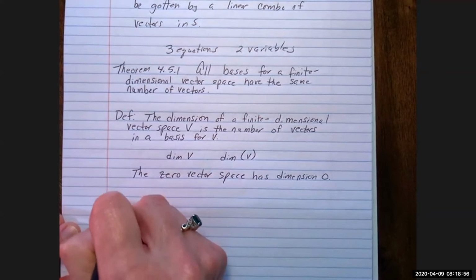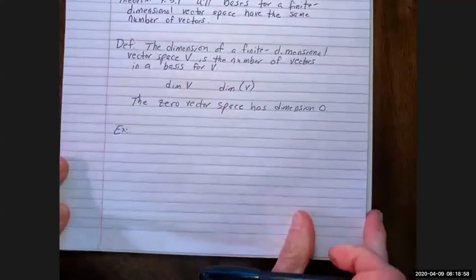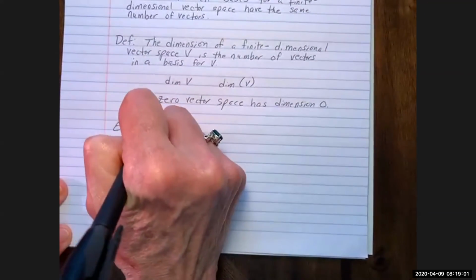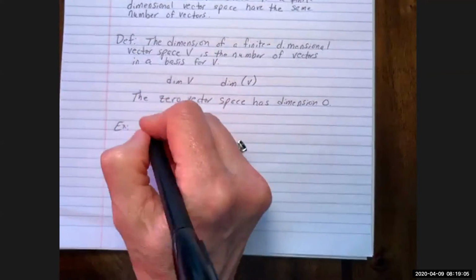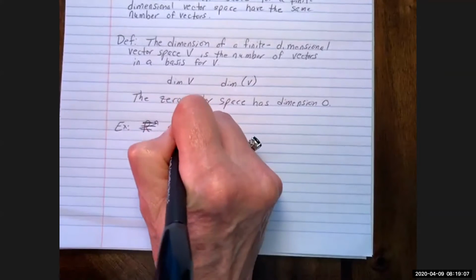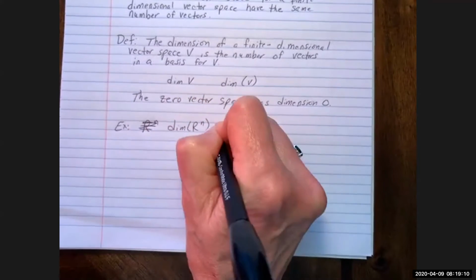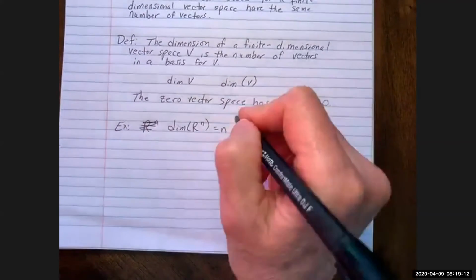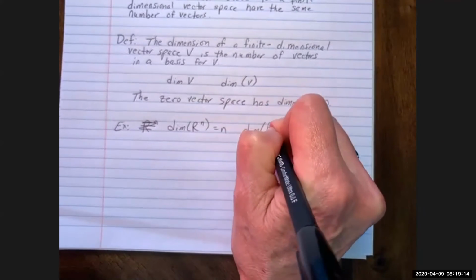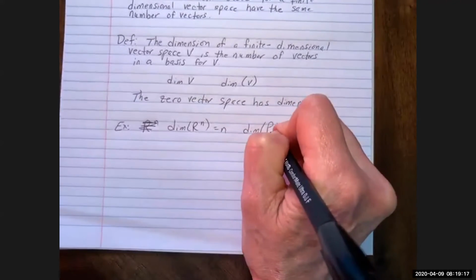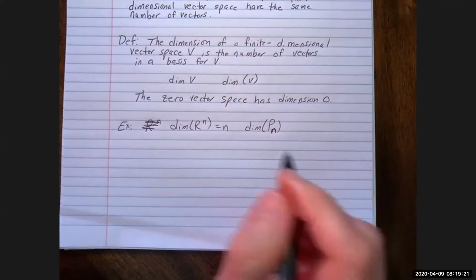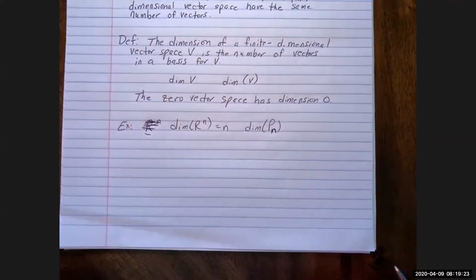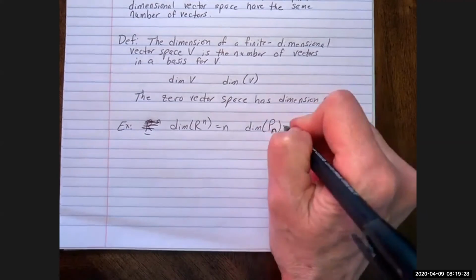All right, let's talk about just some examples of vector spaces. So Rn has dimension, I didn't put my dim in front of there. What's the dimension of Rn? We already talked about it, that's n. The dimension of polynomials with degree n or less. Remember this from Tuesday? Is that n+1? Yes, exactly. Good, Ethan.